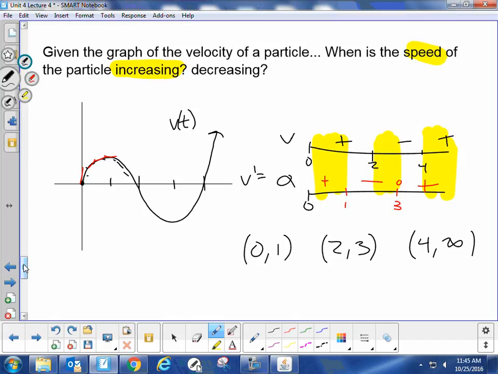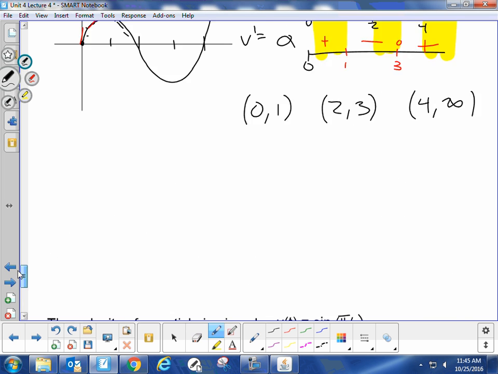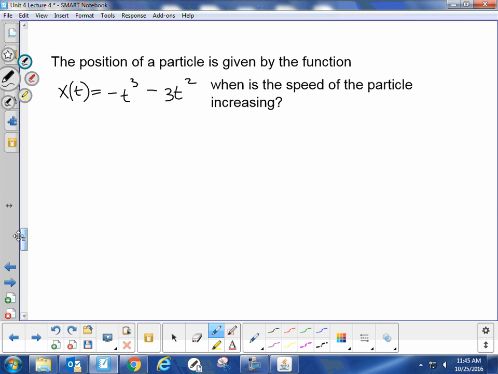Finally, instead of looking at a specific location, like for this one, I looked specifically at 2/3, I could just ask you, when are we increasing with our speed given a position function? Now let's change this to that. Positive t cubed. I would find its velocity, set it equal to 0.